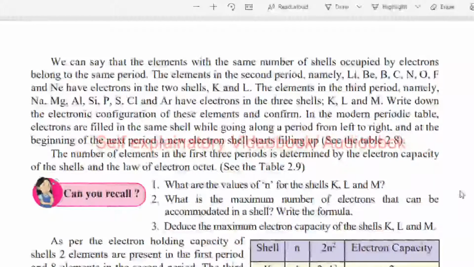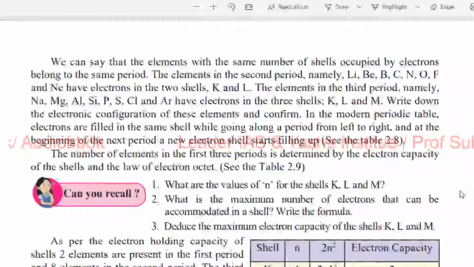The elements in the second period, namely lithium, beryllium, boron, carbon, nitrogen, oxygen, fluorine and neon, have electrons in 2 shells, that is K and L. The elements in the third period, namely sodium, magnesium, aluminium, silicon, phosphorus, sulfur, chlorine and argon, have electrons in the 3 shells, that is K, L and M. Write down the electronic configuration of these elements and confirm.